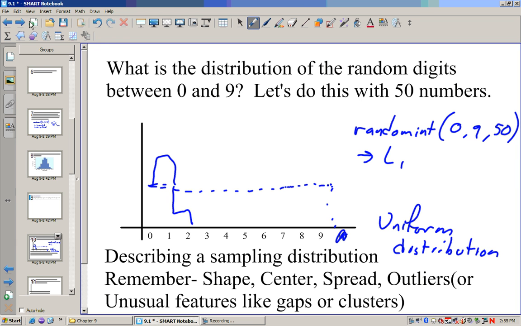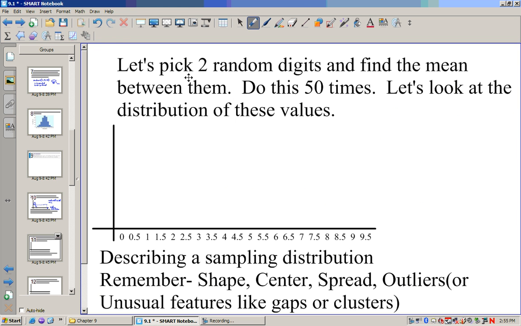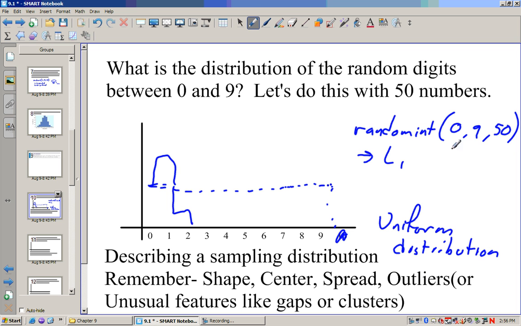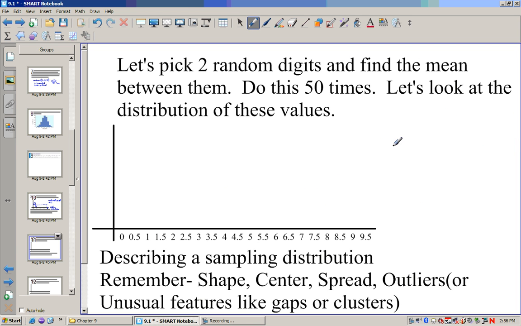All right. Now, if I did something else and I picked 2 random digits and I found the mean of them, so if we have this in L1, let's do the same thing and send another one to L2, and then L3 can be L1 plus L2 divided by 2. So I'm finding the averages. So do that. Pause the video, take some time, graph it. All right. Hopefully you're done.